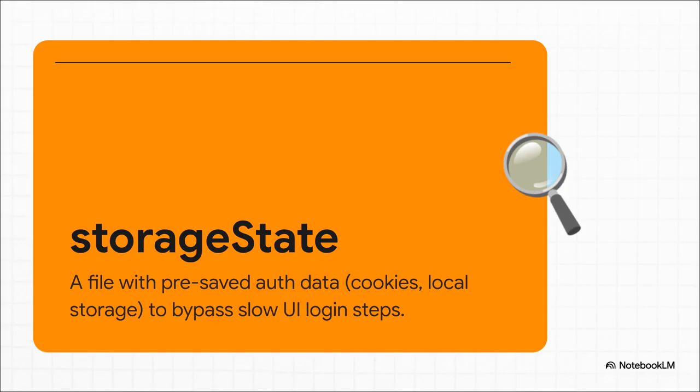Okay, so how do we get our users logged in without clumsily clicking through the UI every single time? The answer is storageState. It's really just a simple JSON file where you save a user's login details, cookies, tokens, the whole thing. You just do it once. Then, whenever you create a new browser context, you just point it to this file and boom, you've got an instantly authenticated session. No more slow, flaky UI logins messing up your tests.